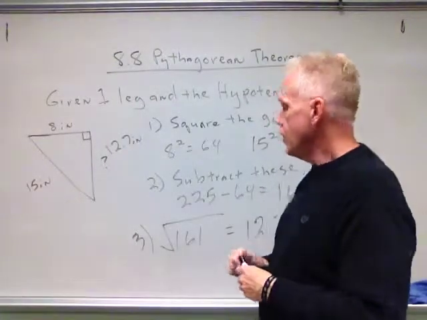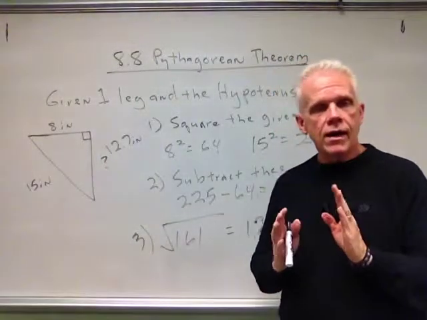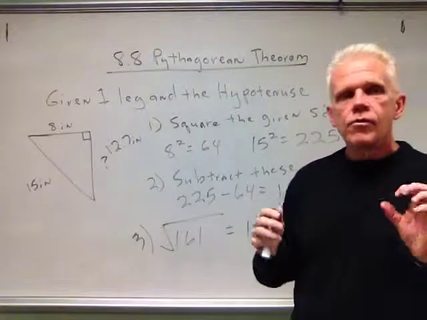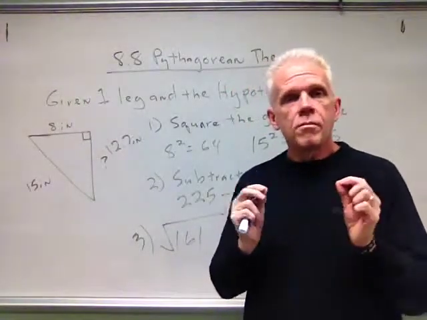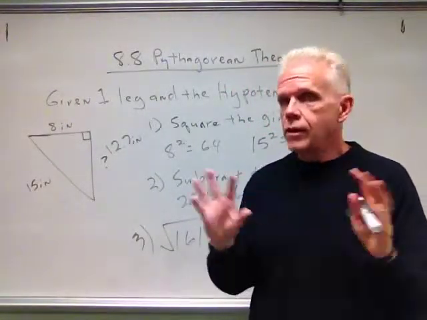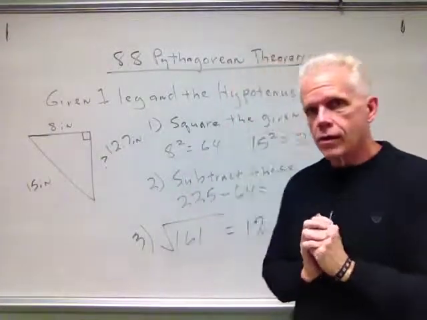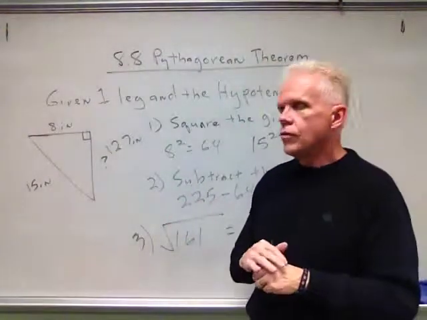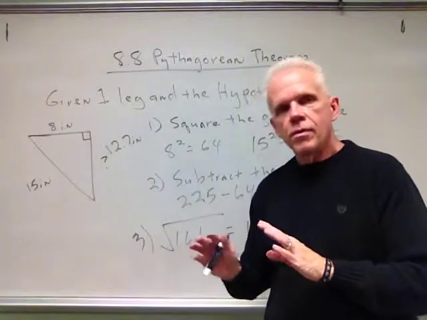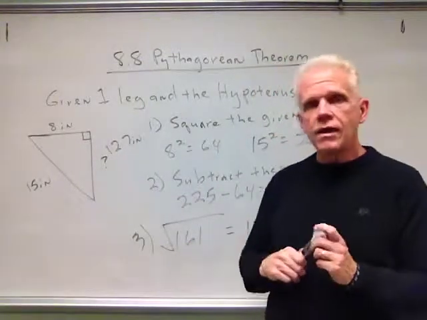And so there you go. So now, guys, you know how to use the Pythagorean theorem to find the length of a missing side in a right triangle. It doesn't work with other triangles, only right triangles. And so you can do that. That will show up in your homework in 8.8.